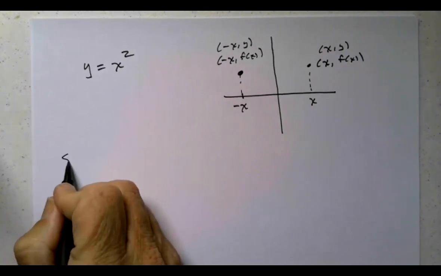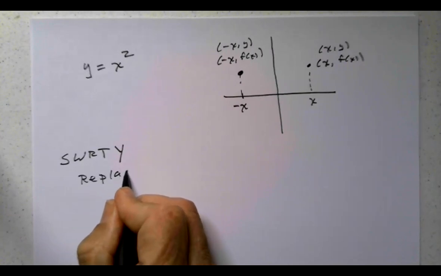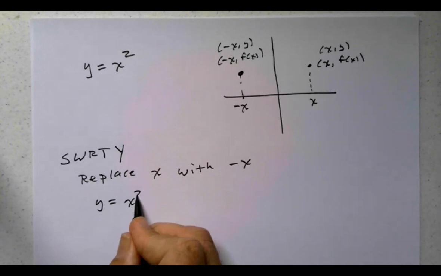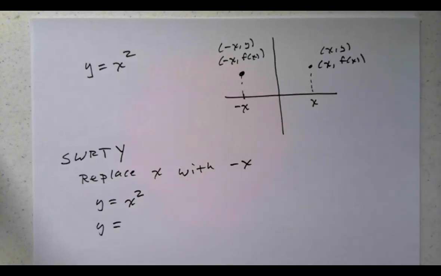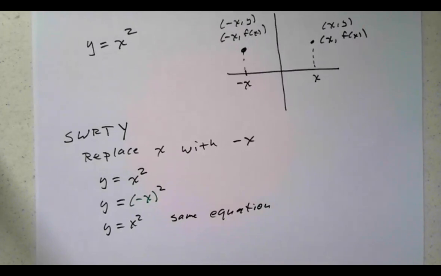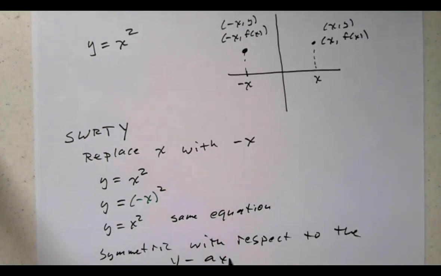So what's our strategy to check for symmetry with respect to the y-axis? How do we check that? You're going to replace x with -x and see if the equation changes. So what I started with was y equals x squared. Replace x with -x. So we get y equals -x quantity squared, but -x times -x is +x squared. Same equation. So when we replace x with -x, the equation is exactly the same. When that happens, we can say that the graph is indeed symmetric with respect to the y-axis. It's a lot of words to write, but you get the idea.